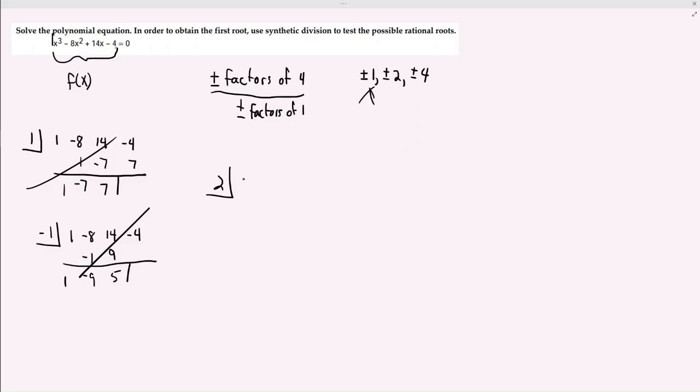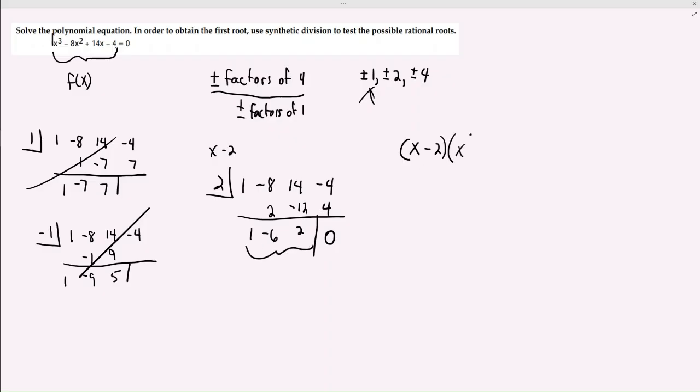So with the positive 2, there it is. Okay, that means x minus 2 is a factor, and we can rewrite the equation as x minus 2 times x squared minus 6x plus 2 equals 0. All right, so we've got a solution here. Let's see if this will factor for us. I don't think it will.